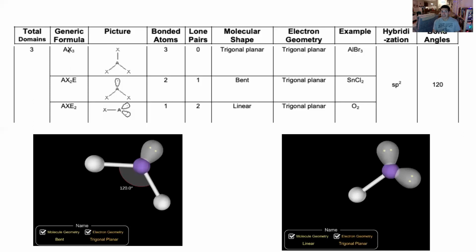All right, and how does it change when we move from AX3 to AX2E? When we get that gap for the lone pair, it takes on a bent shape. And the interesting thing here, the AX2E bent shape has a 120-degree bond angle, whereas the AX2E2 has the 109.5. Three domains, we're going to call them sp2 hybridized. And AXE2 is that linear shape. That happens anytime there's only one bonded atom and the rest of the domains are lone pairs.